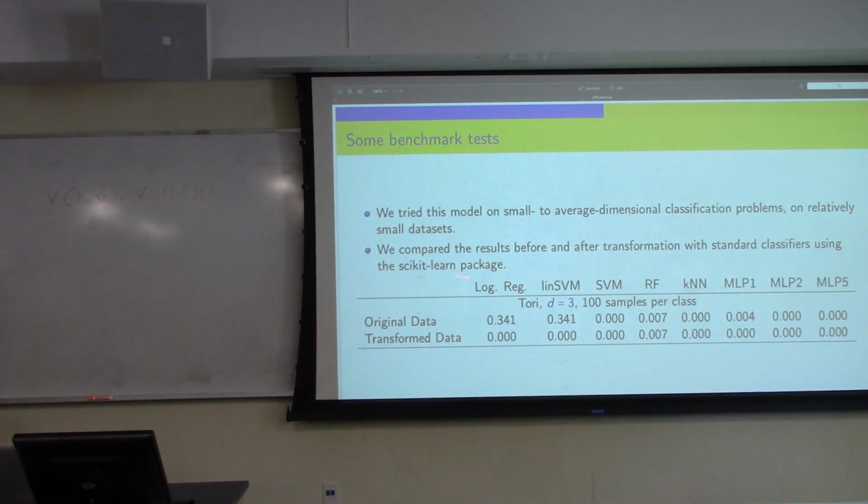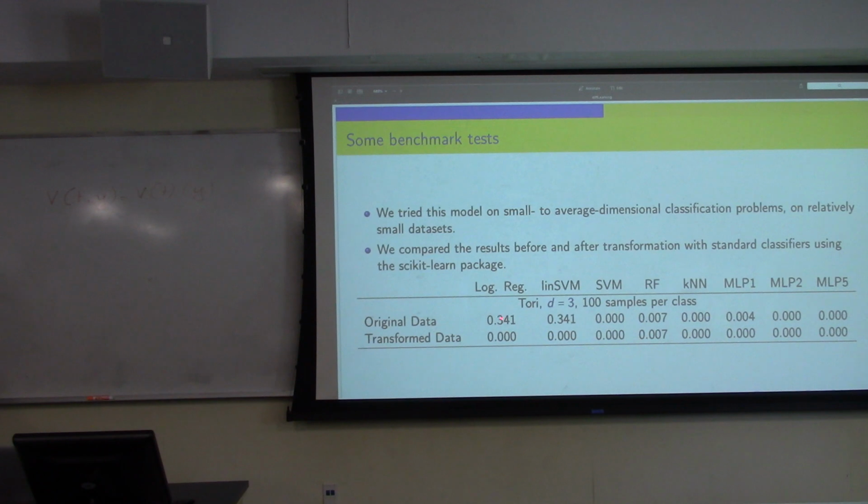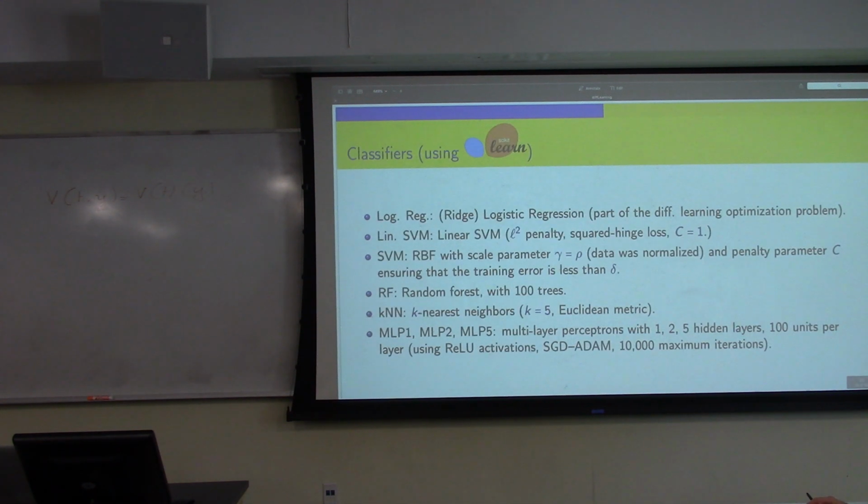Just telling you what they are: this is linear SVM, like logistic regression. They are very bad at finding a separation since the data is not linearly separable. And then support vector machine, random forest, k-nearest neighbors, and multi-layer perceptron with 1, 2, and 5 hidden layers. These will be repeated for each experiment.